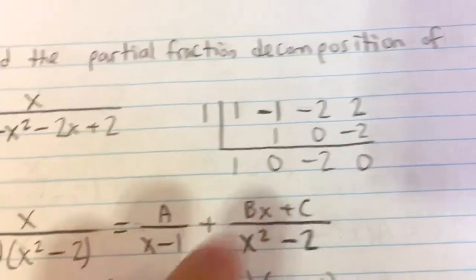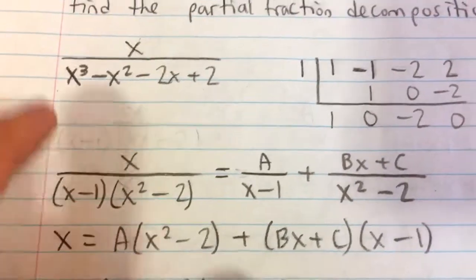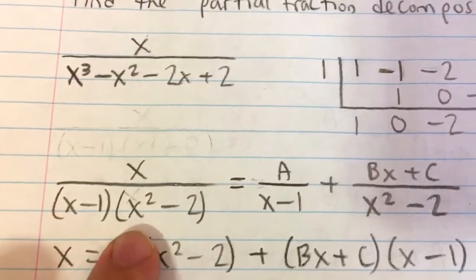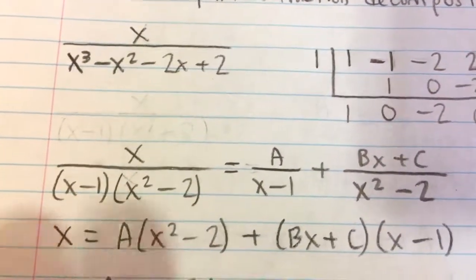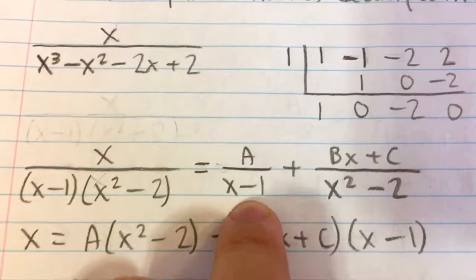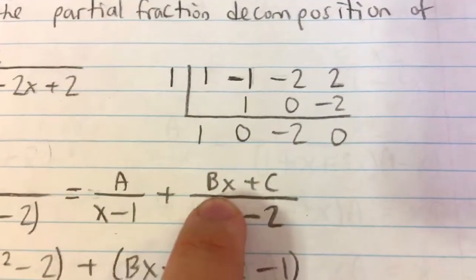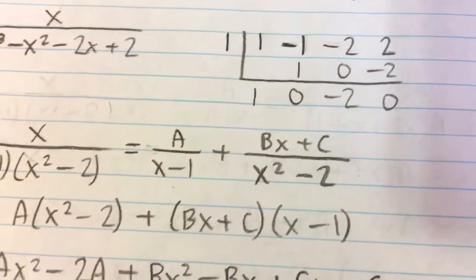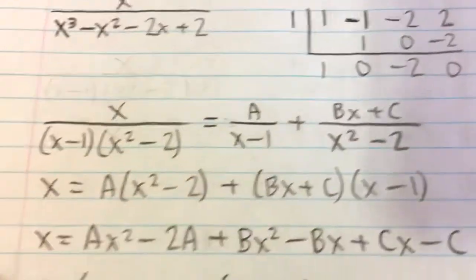You can use synthetic division to divide, and so you'll see this factors into x minus 1 times x squared minus 2. You can see we have a linear factor and a quadratic factor. And so our linear factor will get just a constant a, and our quadratic factor x squared minus 2 will get a linear expression in the numerator, bx plus c. And so we have to solve for these three constants, a, b, and c.